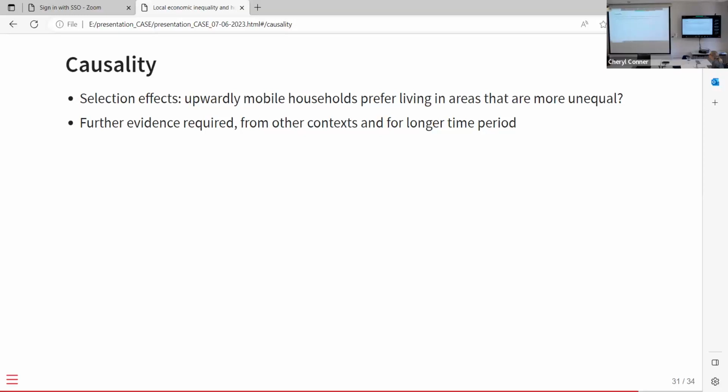I don't have any observable characteristics or variables in the Wealth and Assets Survey to address that, but that's obviously a threat, and the coarsened exact matching doesn't address that. I don't have anything to be able to address that possible selection effect. So really that's the end of this research here. There's some further research to undertake. Here's some evidence I'm presenting, but clearly we need more evidence, other contexts, different data, longer time periods, ideally panel data for households.